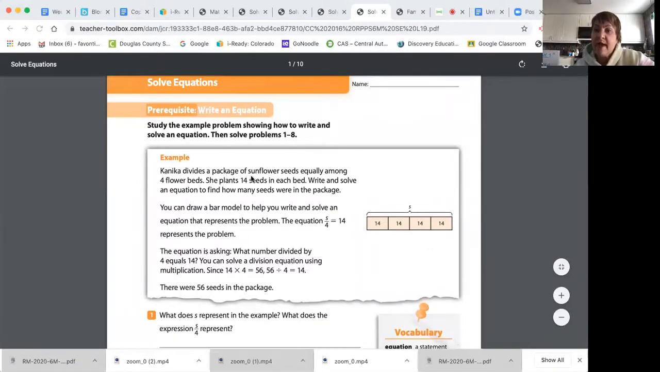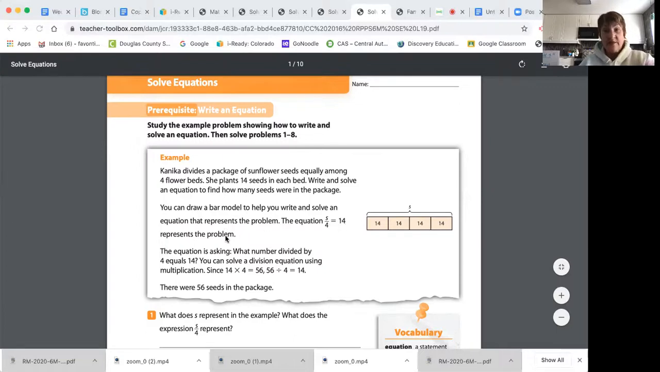Kanika divides a package of sunflower seeds equally among 4 flower beds. So I see the S stands for seeds, and here are the 4 flower beds. She plants 14 seeds in each bed. Write and solve an equation to find out how many seeds were in the package. You can draw a bar model to help you write and solve an equation that represents the problem, because the equation is the seeds divided by 4 beds is going to give you 14.